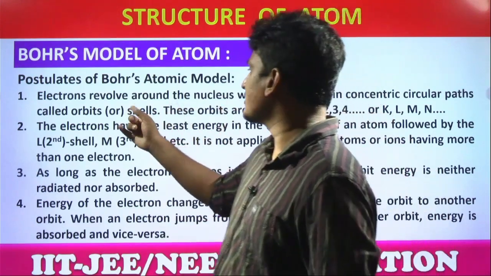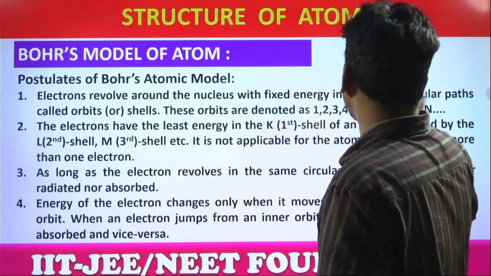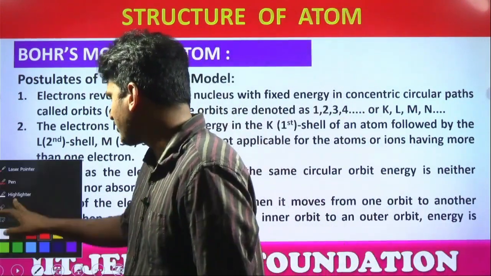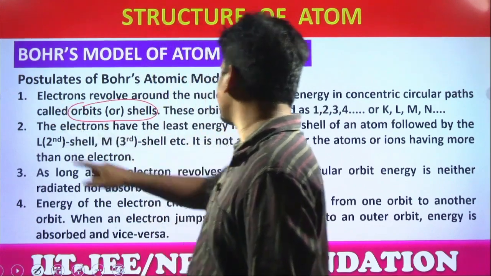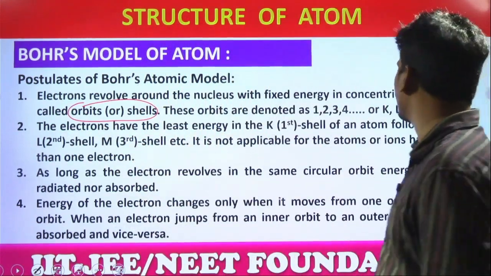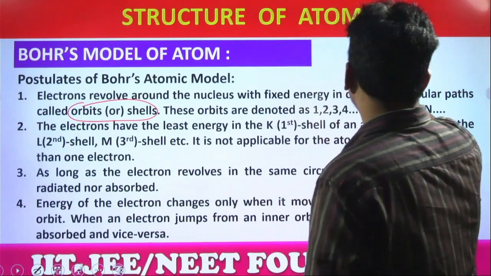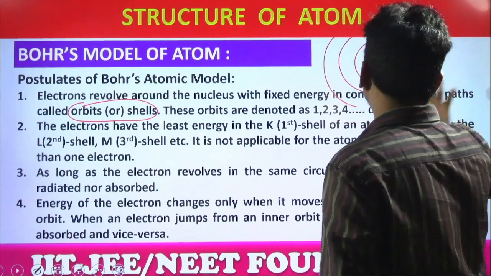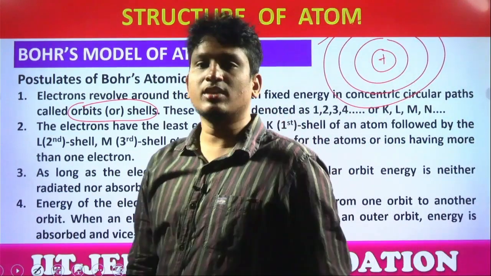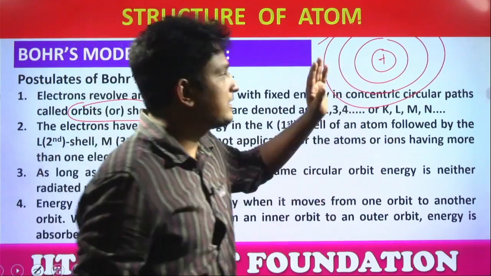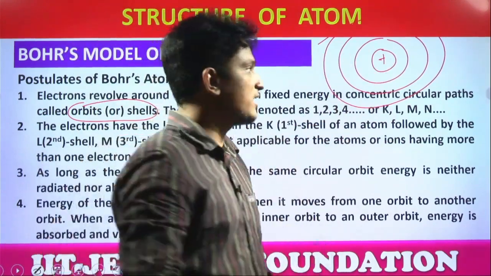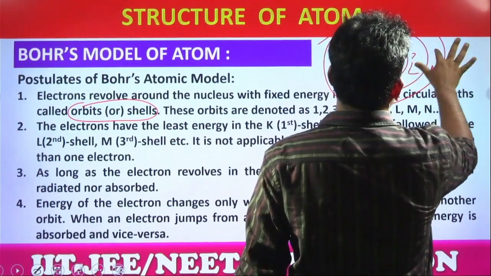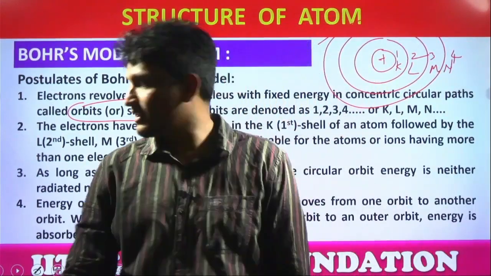Look here, electrons revolve around the nucleus with fixed energy in concentric circular paths called orbits or shells. This is a very main point, friends. They are called orbits or shells. These orbits are denoted as 1, 2, 3, 4 or K, L, M, N. I will draw the model of atom. See, this is how it looks. This is the nucleus. Electrons are revolving around the nucleus in circular paths. Each path is called an orbit or shell, and he named these shells K, L, M, N. And the numbers are 1, 2, 3, 4.